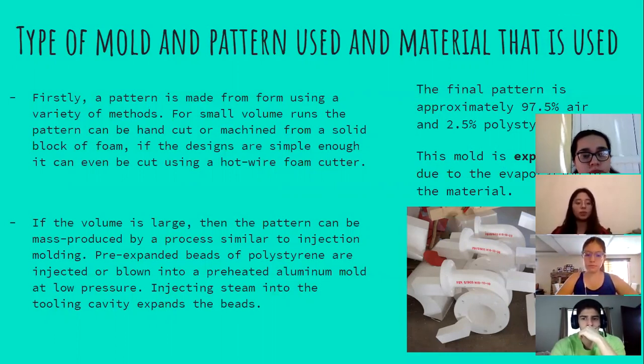Pre-expanded beads of polystyrene are injected or blown into the preheated aluminum mold at a low pressure, injecting steam into the tooling cavity that expands the beads. The final pattern is approximately 97.5% air and 2.5% polystyrene. This mold is expendable due to the evaporation of the material.